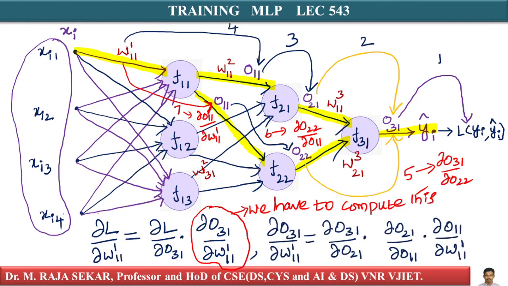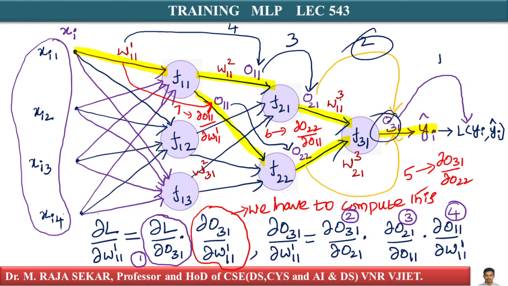How can I compute this? This is simple. O31 is a function of O21, O21 is a function of O11, and O11 is a function of W11. I am giving numbering. This is 1. This is 2, dou O31 by dou O21. And this is 3, dou O21 by dou O11, and dou O11 by dou W11.